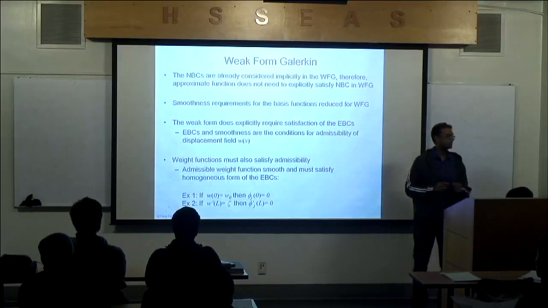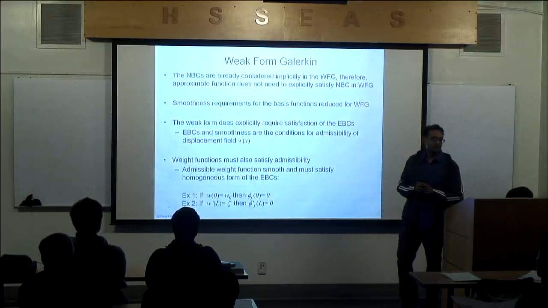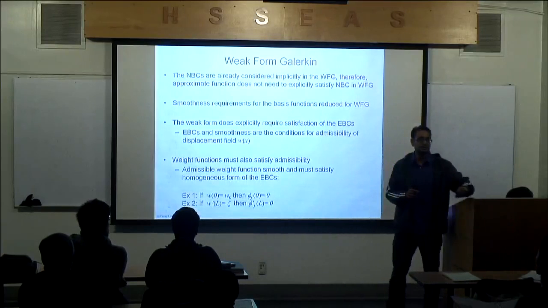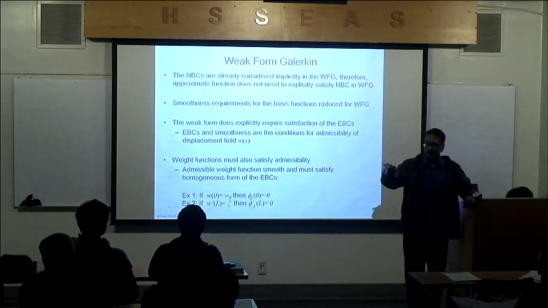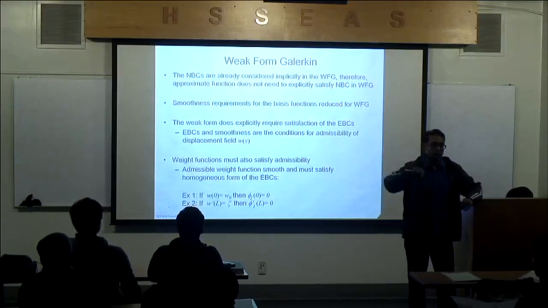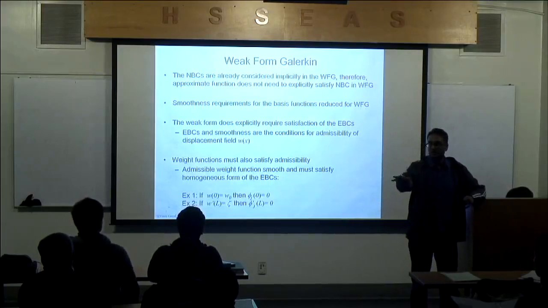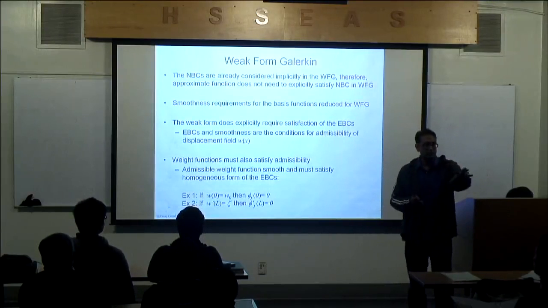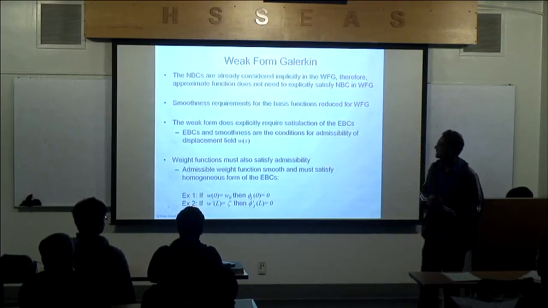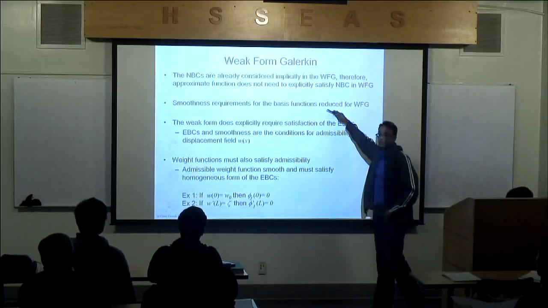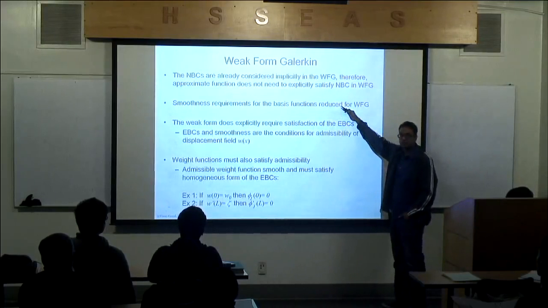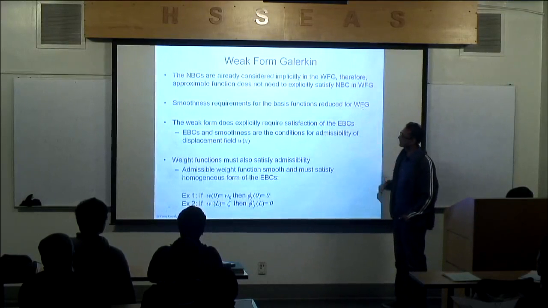Okay, so in the weak form Galerkin, the natural boundary conditions are implicitly considered in the weak form. We're going to consider them there. So in the weak form Galerkin, that's where we will substitute any natural boundary conditions. The approximate solutions to the problem are the ones that will only satisfy the essential boundary conditions. As you saw, the smoothness requirements have been decreased for weak form Galerkin.